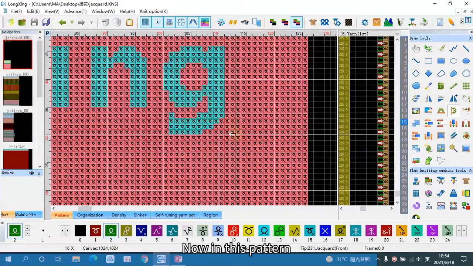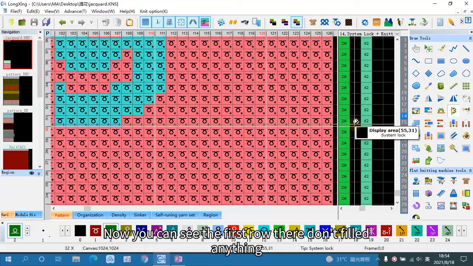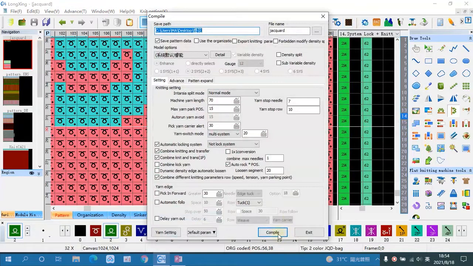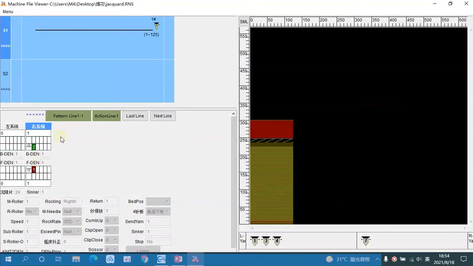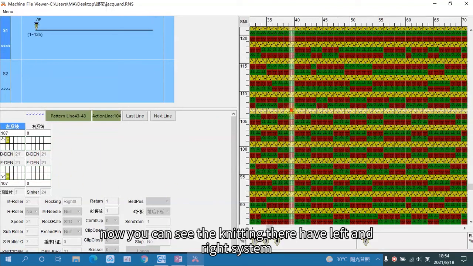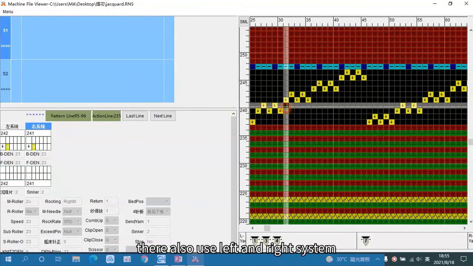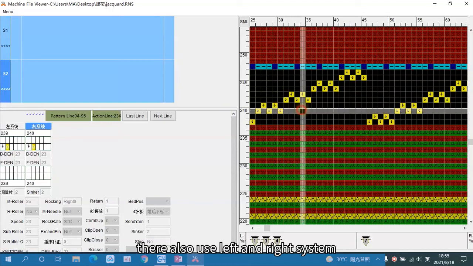Now in this pattern, in function 214, you can see the first row, there we don't fill anything, then compile. Now you can see the knitting. There are left and right systems. Now let's see the transfer. They also use left and right systems.